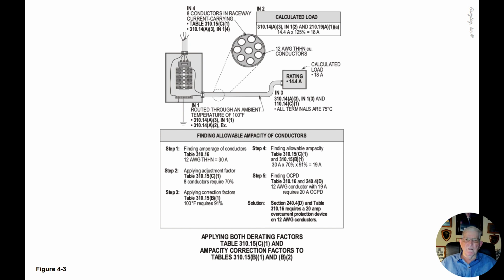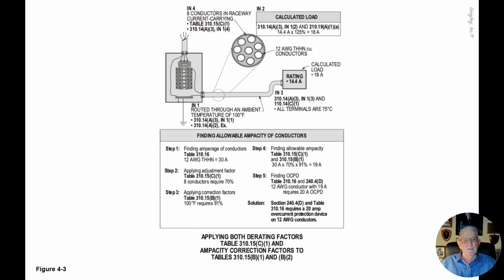The question is, will 19 amps supply the 18 amp connected load? Or, the calculated load? Yes, it will supply both. Will the 19 amps be permitted to put on a 20 amp overcurrent device as required in 240.4D? And the answer is yes, as we see in step 3.